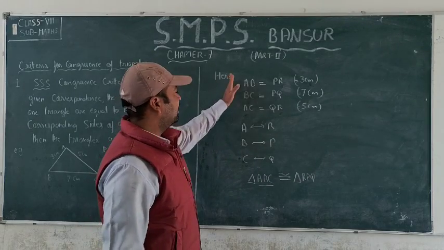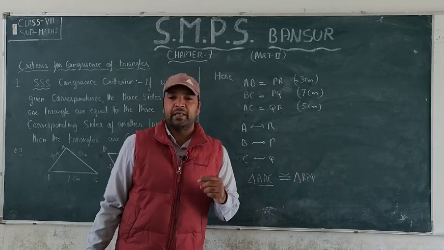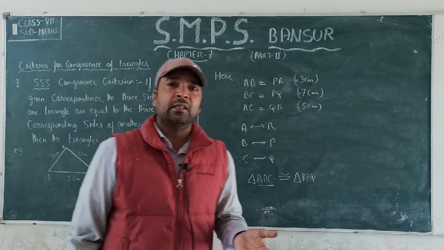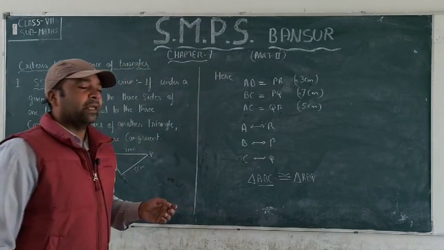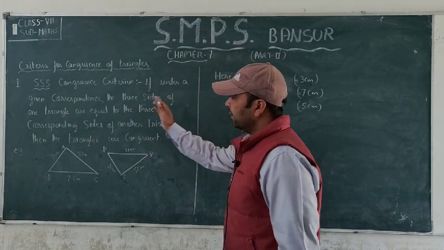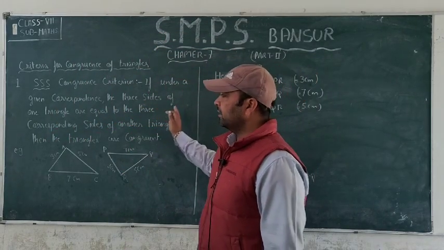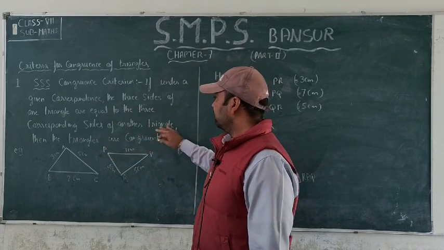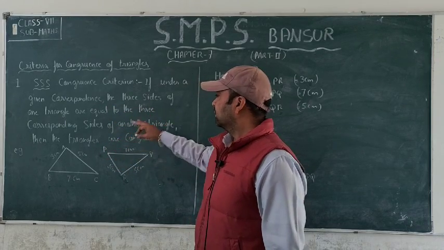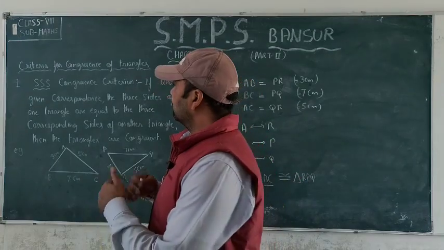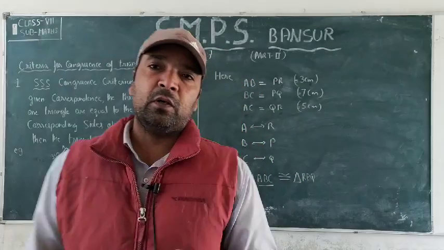So we have seen that if three sides of a triangle are equal to the three corresponding sides of another given triangle, then we can say that these two triangles are congruent. And the statement is like this: if under a given correspondence the three sides of one triangle are equal to the three corresponding sides of another triangle, then the triangles are said to be congruent. Now we'll move to the second criteria of congruence.